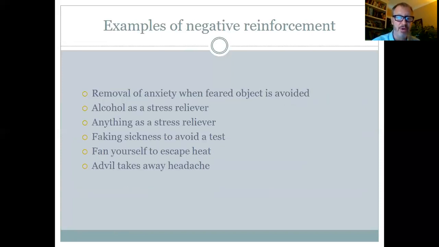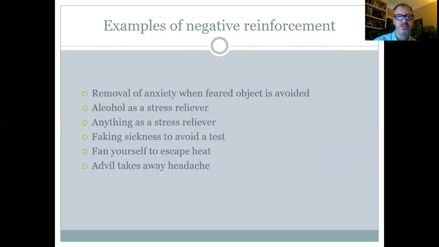So the second example I have up here is alcohol as a stress reliever. If someone is an alcoholic and they're really stressed, and then they drink whatever they drink, if that takes away their stress, that increases the likelihood they're going to drink that alcohol more in the future. Actually, what we know about models of alcoholism is a person who drinks for stress relief instead of drinking alcohol as a way to enjoy oneself, they're going to have more problems with alcohol dependence.